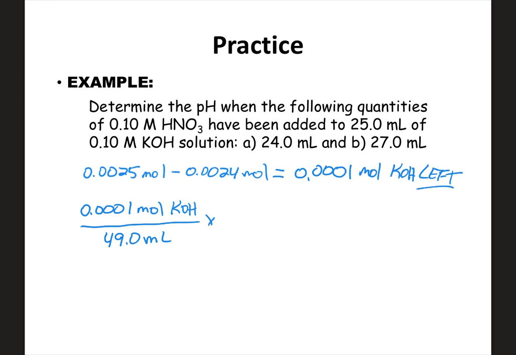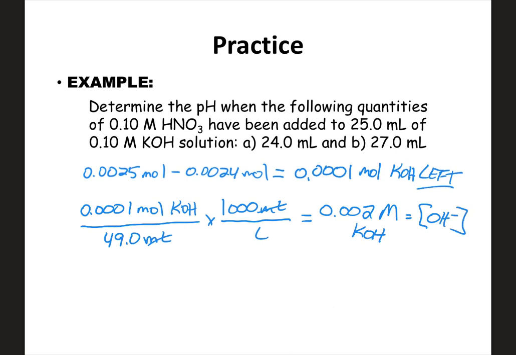So if I want to figure out the concentration of the base still remaining, I can convert this quickly. 1,000 milliliters for every liter. Now I'm in moles per liter. I know the concentration of the base left over here is 0.002 molar. And remember, this is KOH, which is a strong base, so it's going to dissociate 100%. So if I know the concentration of the KOH, I now know the concentration of the OH minus because it's a 1-to-1 ratio.